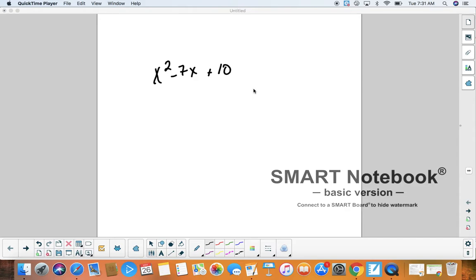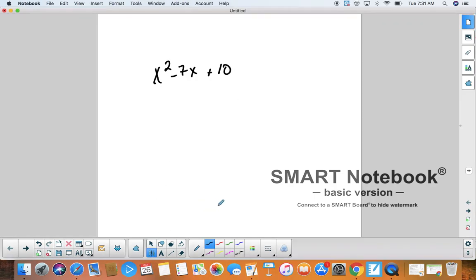Okay, this question is about factoring. So we are looking for what two factors were multiplied together to make x squared minus 7x plus 10. If you recall, we looked at which numbers were multiplied to give us 10, and we made a list. So all the number pairs that multiply to 10, so either 1 times 10 or 2 times 5.